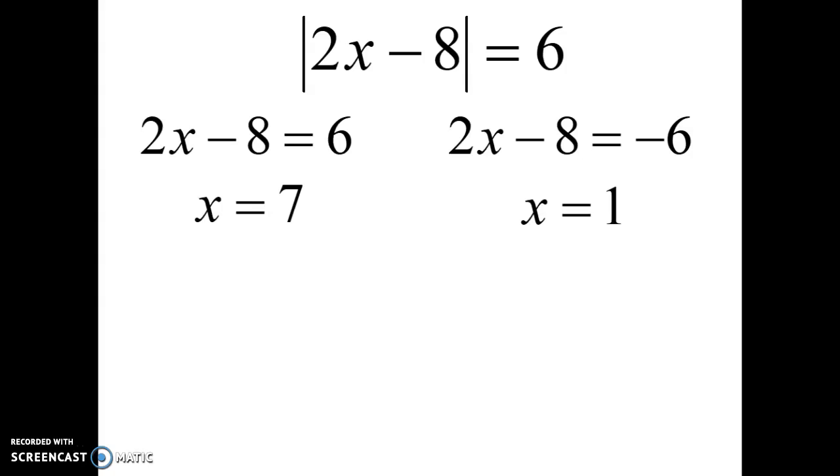So we have 7 as the first answer, so 2 times 7 is 14. 14 minus 8 is 6, and the absolute value of 6 is 6, so that works out. On the other answer, you have 1, so 2 times 1 is 2. 2 minus 8 is negative 6, but the absolute value of negative 6 is still positive 6, so that again checks out. So these will both work, and you'll be good to go.